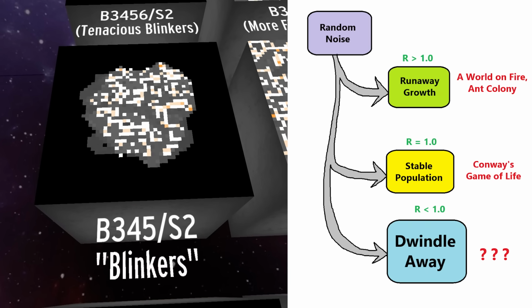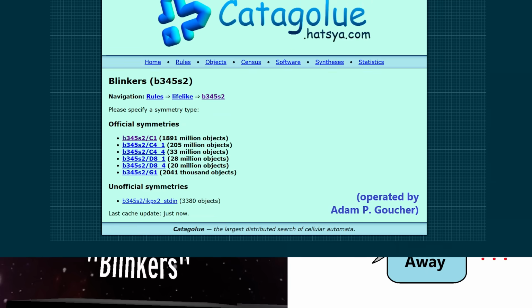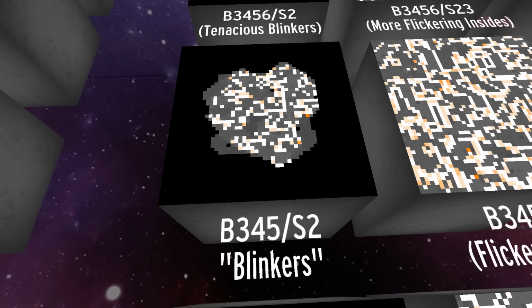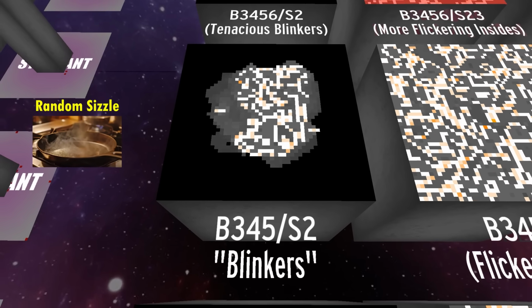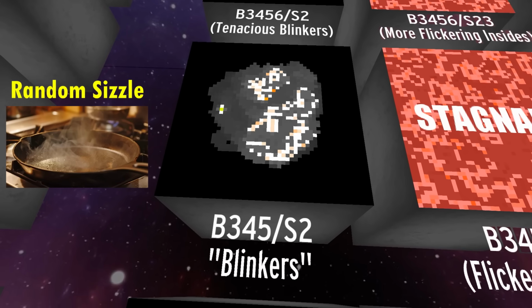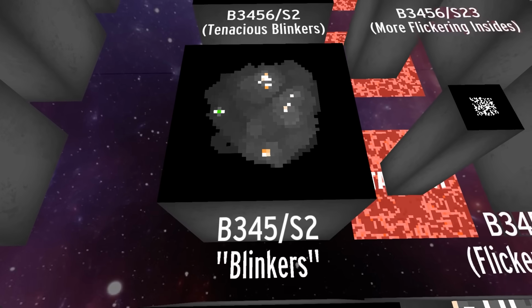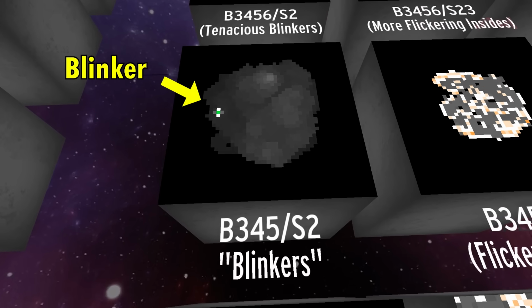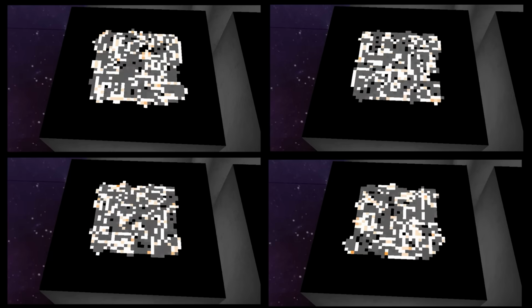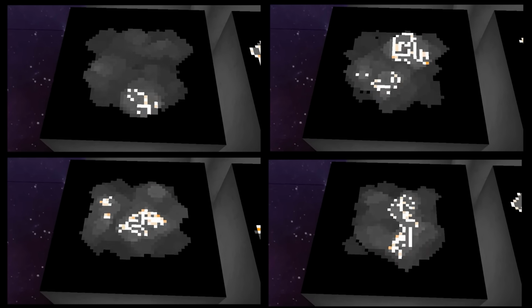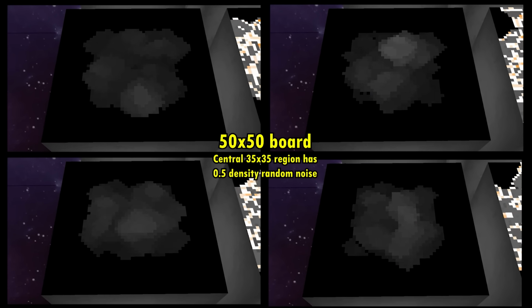B345S2, aka Blinkers, a universe documented in Adam P. Goucher's catalog. When started from random noise, this universe can keep a random sizzle going for a while, but half the time it'll eventually dwindle to just a handful of lonely blinkers, hence the namesake. And the other half of the time, it will dwindle to nothing, at least for the board size I'm using.